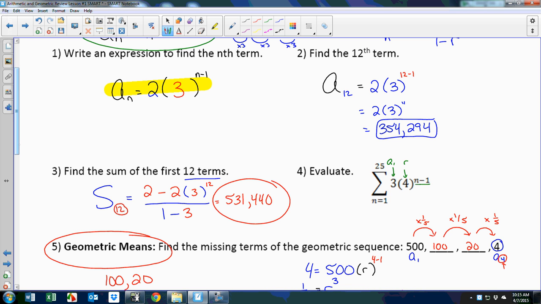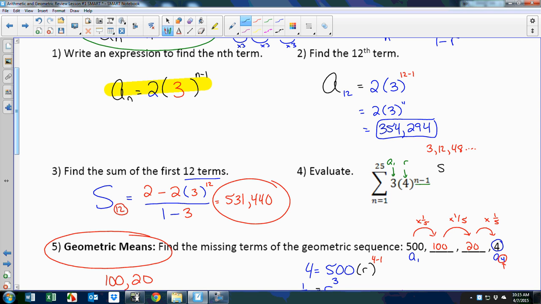So we could start building that pattern: 3, and then multiply it by 4, so 12, multiply it by 4, 48, etc., until you have 25 numbers and add them up. Or we can use the shortcut, which we just used in number 3, to add a pattern. So let's use the shortcut here.